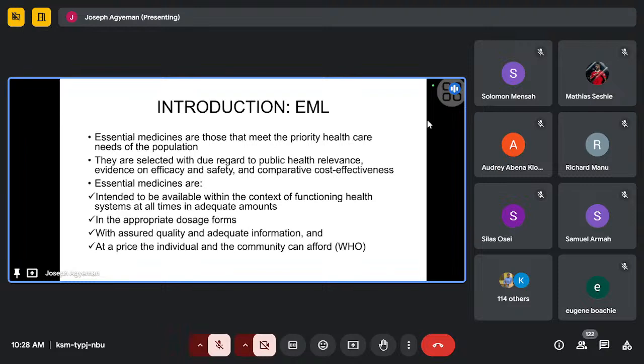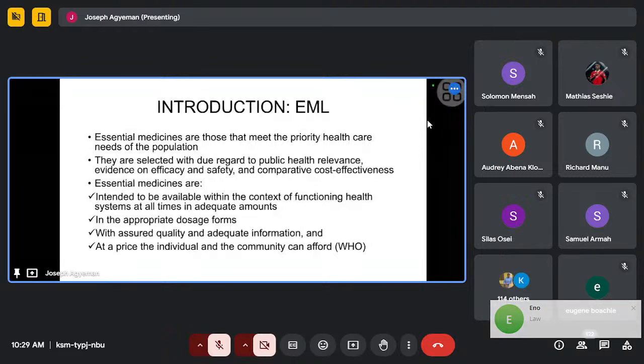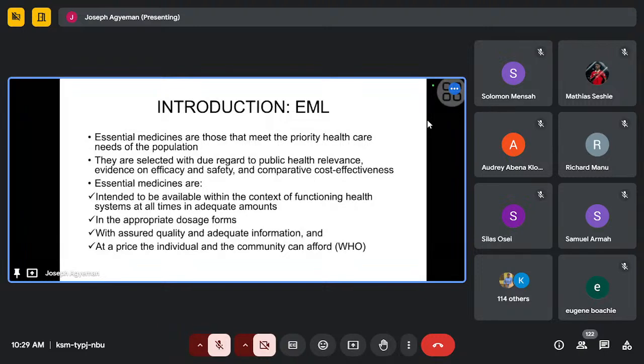And therefore, the essential medicines list when it comes to Ghana is likely going to be different from the essential medicines list for the UK. So we should understand that depending on your priority healthcare needs, you select drugs into that list. Now, these drugs are selected based on evidence when it comes to efficacy, safety, and comparative cost effectiveness.